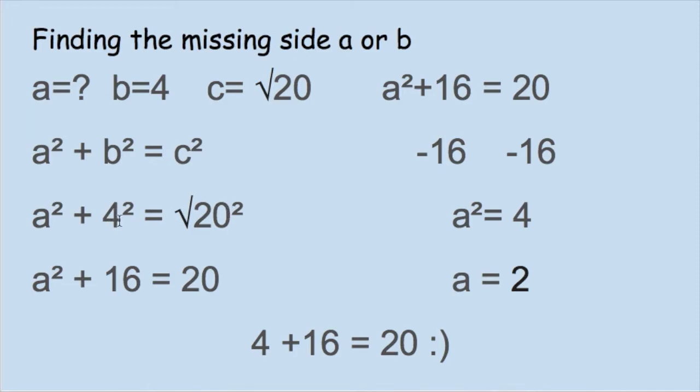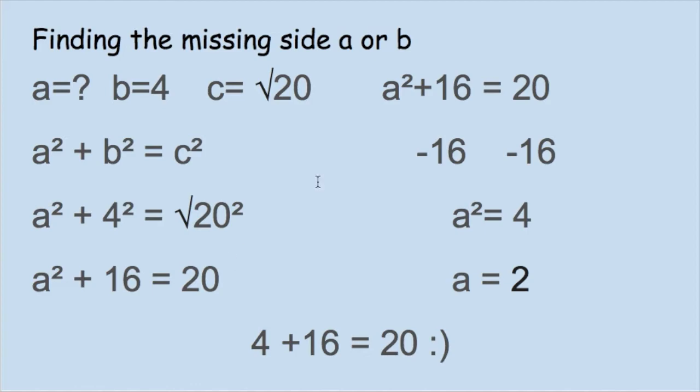Let's do some math now. So 4 squared, which is 4 times 4, gives us 16. And now the square root of 20 squared. The cool thing about this is square root and squaring a number are the opposite of each other, so they cancel out, which leaves us with just 20. So now we have a squared plus 16 equals 20.